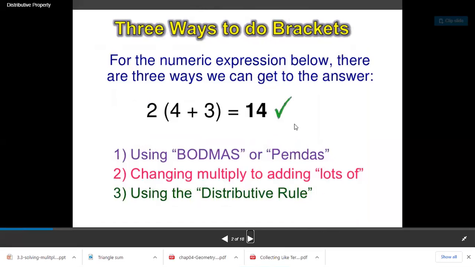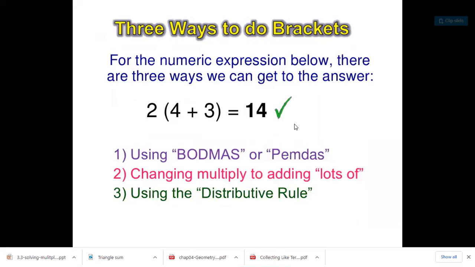When we have a question like this, we have a number before the parentheses, right? And we want to simplify it. I want to use the distributive rule. So what do we have to distribute first?